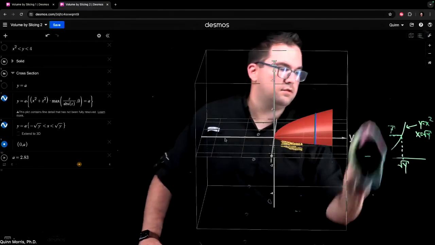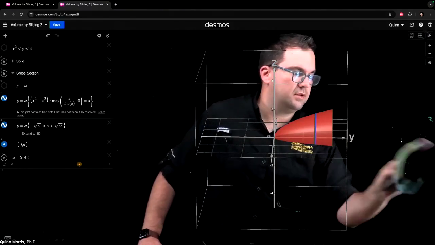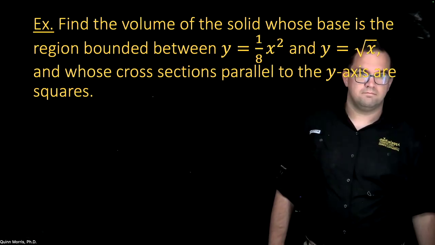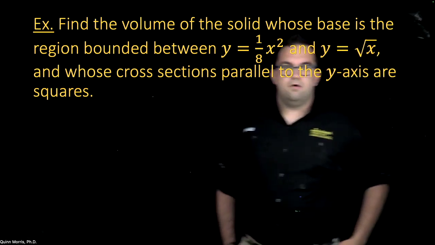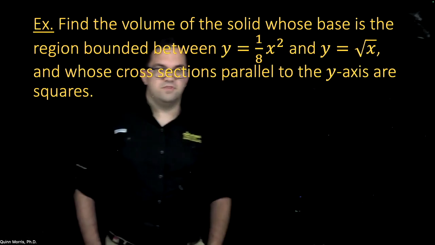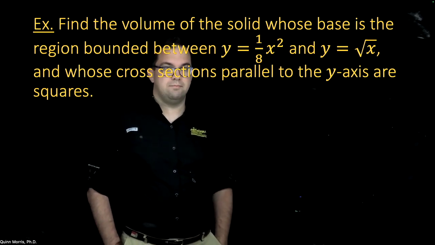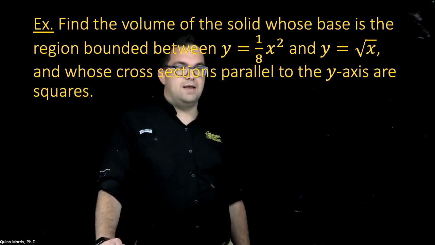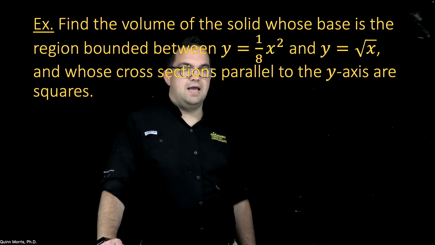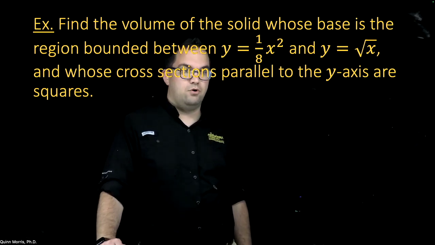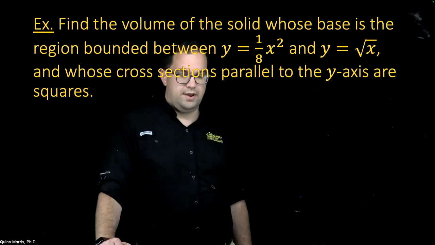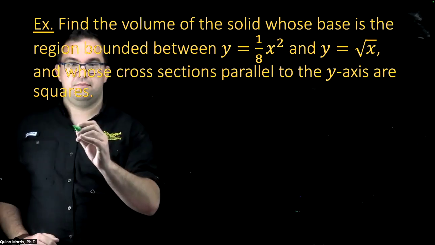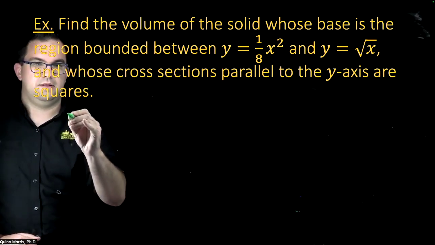Let's look at another problem. And to do this, we'll switch back over to the slides. So now let's imagine we're asked to find the volume of the solid whose base is the region bounded between y equals 1/8 x squared and y equals the square root of x, and whose cross sections parallel to the y-axis are squares. Again, we can do a lot of this by hand, but we'll visualize it with technology in a bit.